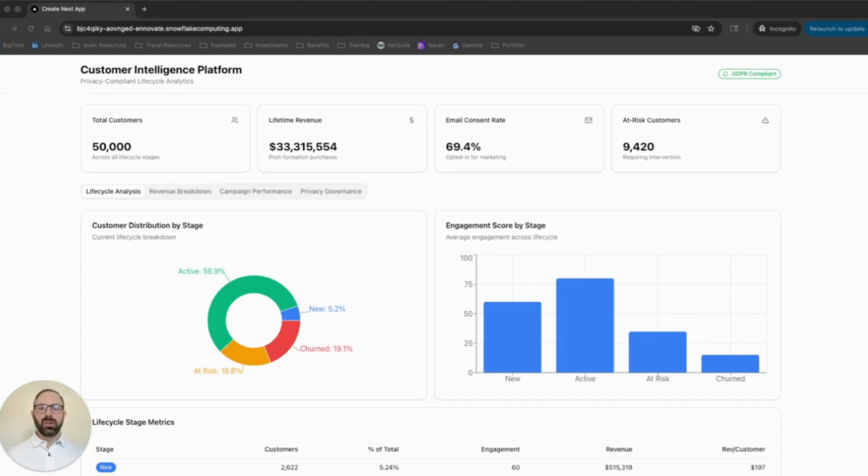This demo was built using Snowflake Cortex Code, which allowed us to rapidly generate both the data models and application layer directly on top of Snowflake.